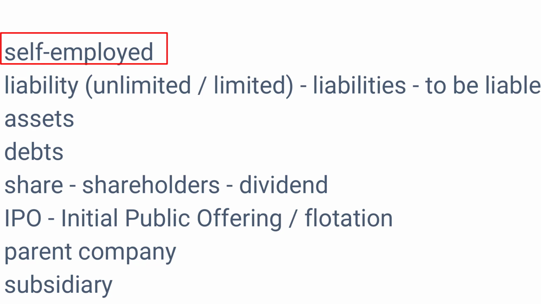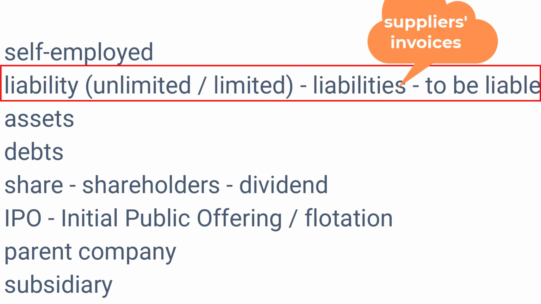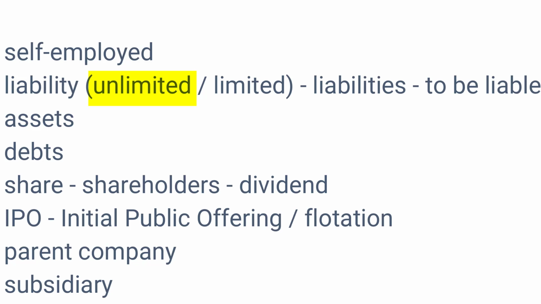So a self-employed person is a person who's working for him or herself rather than an employer. Liability are the things that you're responsible for, the things that you're legally responsible for as a company. And if you think about running a company, these could cover different things, such as suppliers' invoices or wages of people who've worked for you and you haven't paid for them yet. And companies can have unlimited liability, so they're liable for everything. It's not a limited liability, and they can have limited liability.